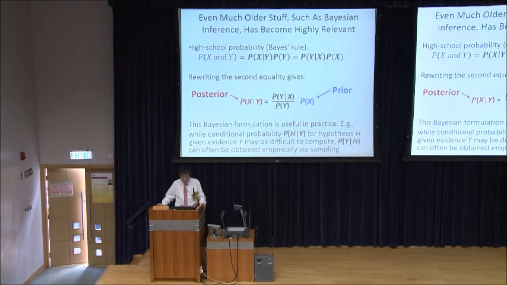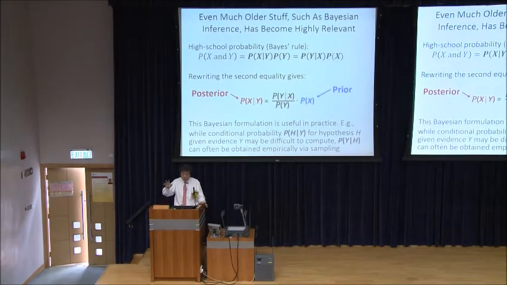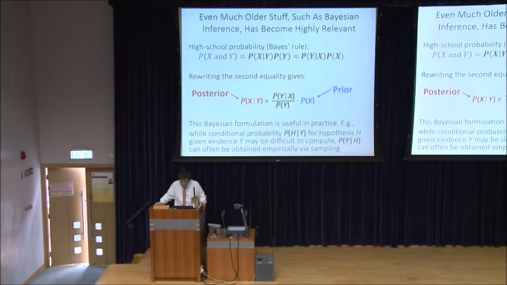Even stuff such as high school probability can be very useful. We all know this relationship. The probability of x and y can be written in two ways: probability of y multiplied by probability of x given y. That's the middle expression. The rightmost expression is similar: probability of x and y is equal to probability of x times probability of y given x. We all learned this in high school, I hope.